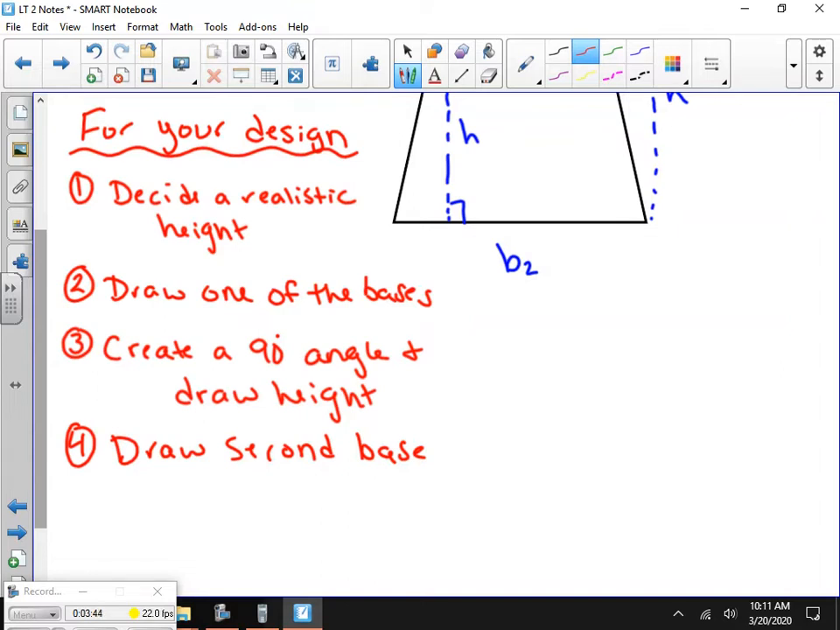Okay. So when you do that, these are the steps for that poster board. Once you pick a scale, and then you pick a height that kind of works with the scale, so you get nice numbers, you're going to draw one of the bases, create a 90-degree angle, draw a height, then draw the second base. That's how you're going to do your trapezoid, so that your trapezoid comes out nice and easy. This will keep your heights realistic, and you'll have nicer numbers.